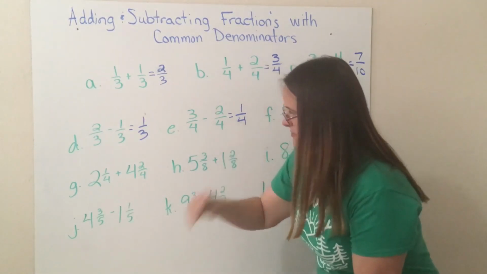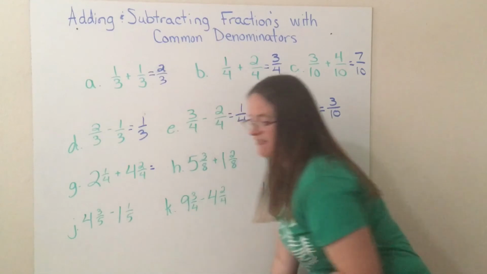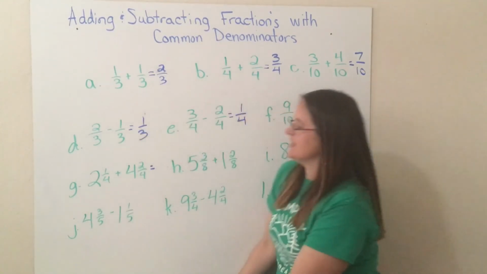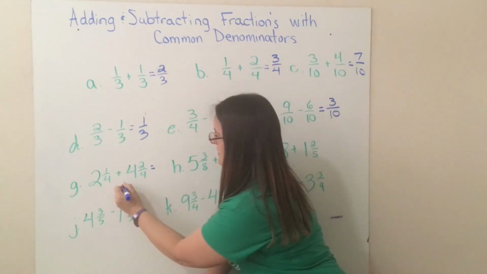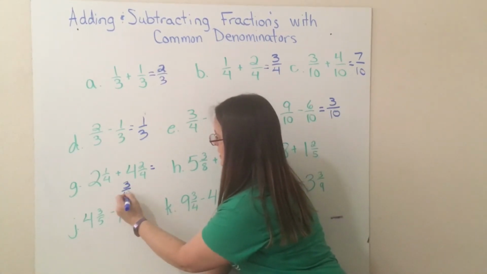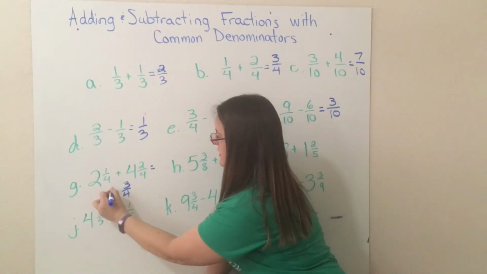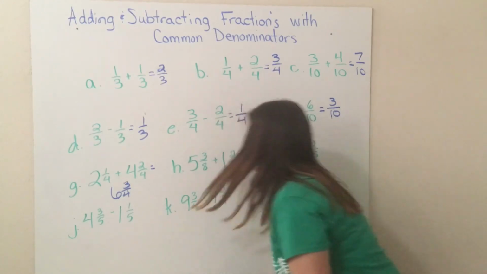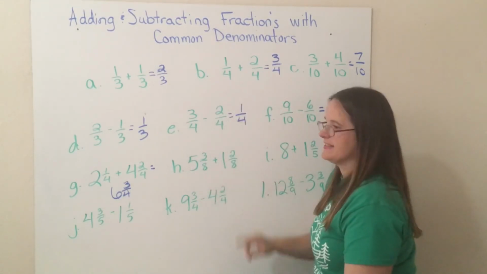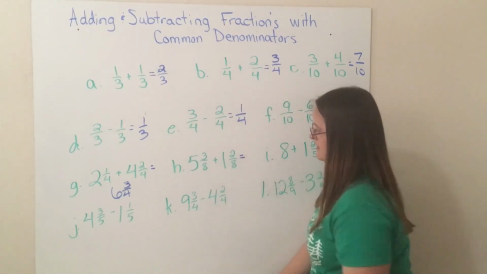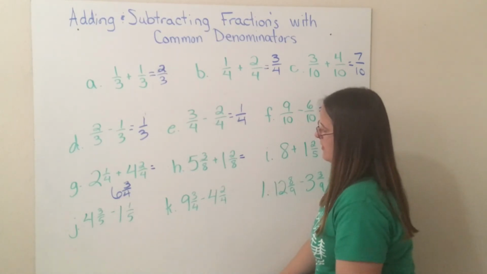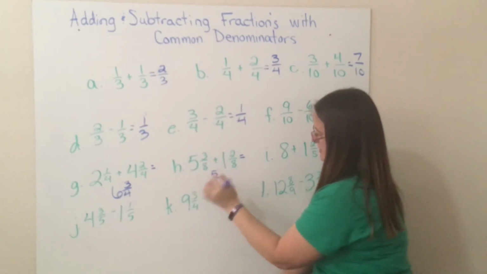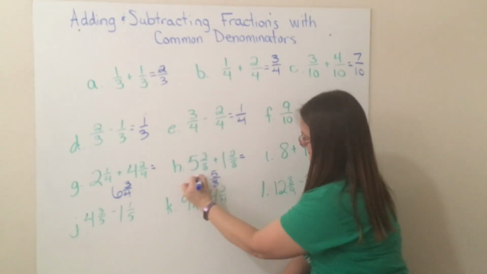Okay, now we're going to get into the mixed numbers. So remember, we want to add the fractions first. So what's 1/4 plus 2/4? 1/4 plus 2/4 is 3/4. And then what is 2 plus 4? 6. So we have 6 and 3/4 for G. What is 3/8 plus 2/8? That is 5/8. And then 5 plus 1? 6.